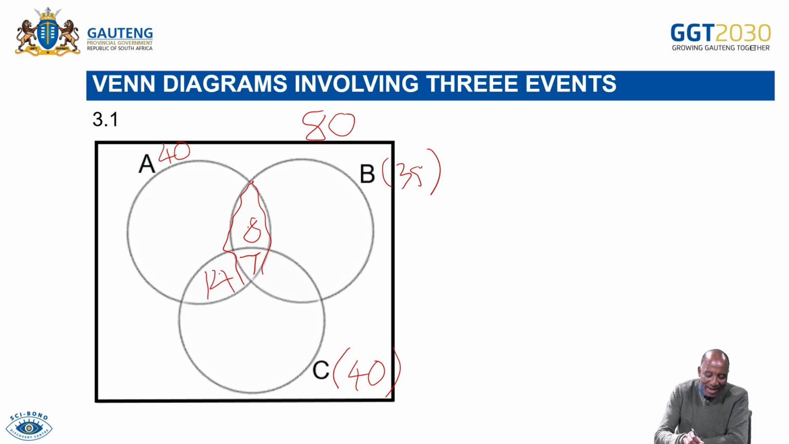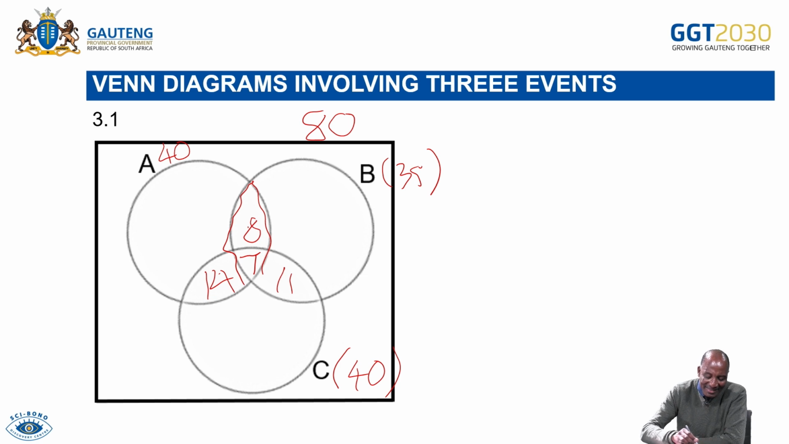So that when you add in this region between A and C, they must all be 21, but 7 are already in the middle. So those that were cured by A and C only were 14. When you add 14 plus 7, it must go back to the 21 that were cured by A and C. The same applies to the 18 that were cured by B and C, but 7 are already in the middle. So you say 18 minus 7, you get 11. So there were 11 that were cured by B and C.